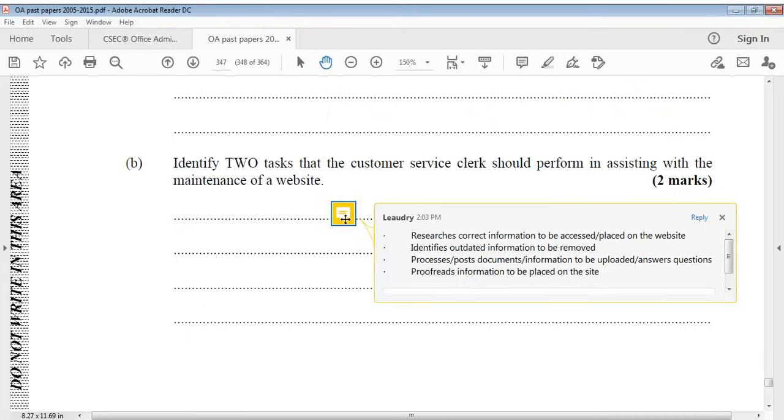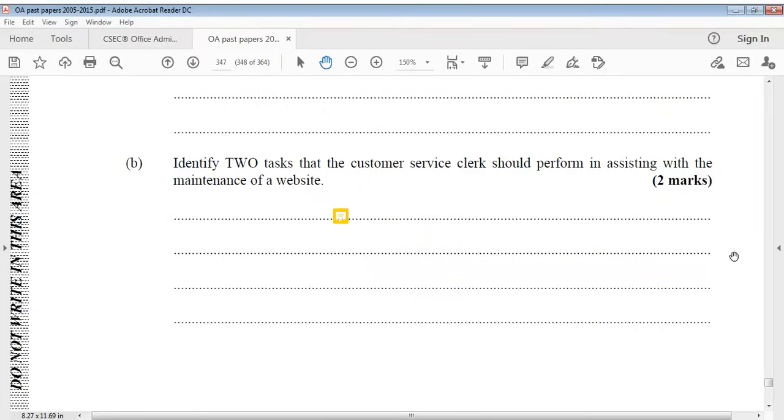So, those are some tasks that the customer service clerk would perform to maintain a website. So, any two from the four you could select, and you will be awarded 2 marks.